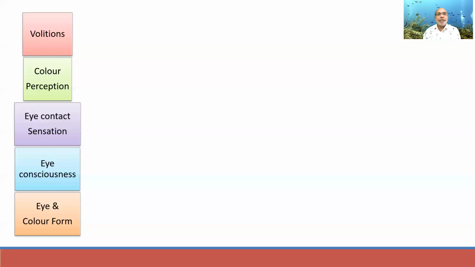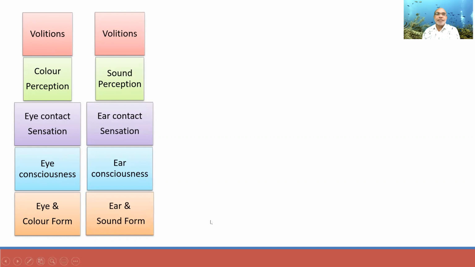Now, when the eye is active, that means you are seeing. You already discussed about this. Eye and the color form will be combined with the eye consciousness to generate eye contact sensations, color perceptions, and the volitions. Okay. This is the physical form. This is consciousness, sensation, perception, volitions. There are 5 of them you can notice.